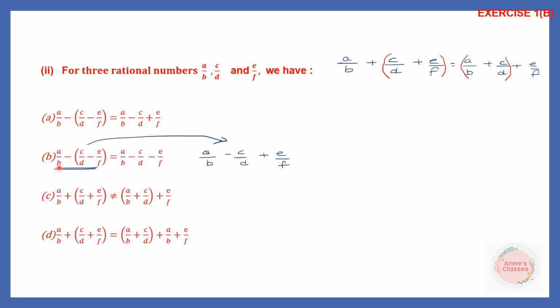So it cannot be option B also. That means it can only be option A. So option A is the answer, but let's work that also out and see.